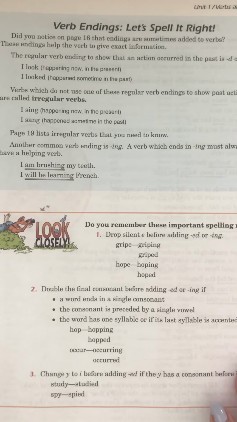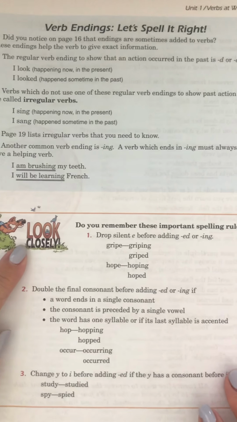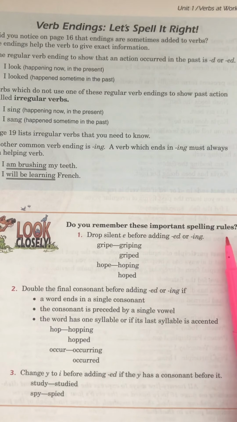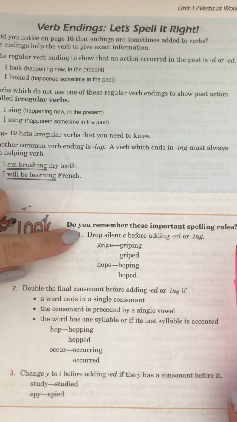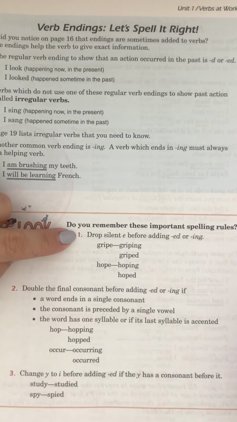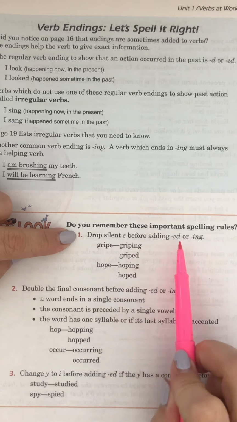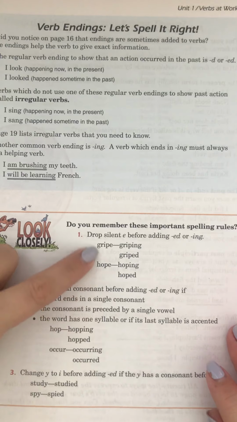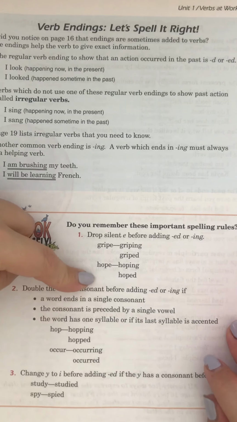On the bottom it says, look closely. Do you remember these important spelling rules? So you may have remembered this in 4th grade, that you sometimes drop a silent E before adding ED or ing. And here we have a few examples of words that we do that.